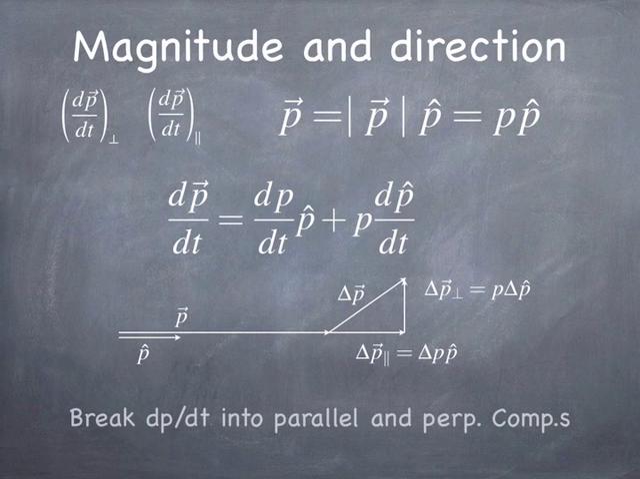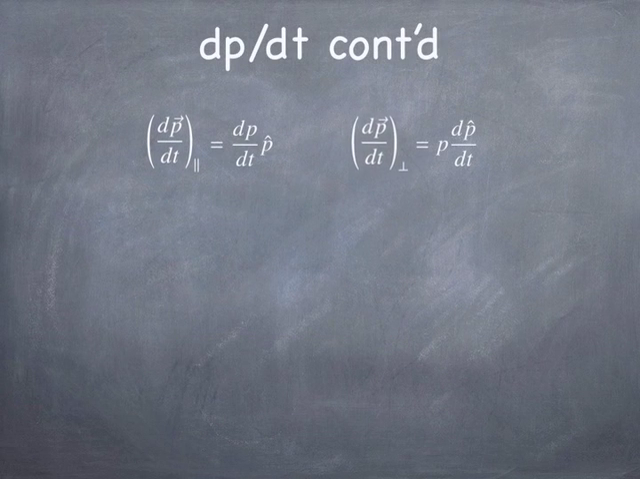And of course, again, I can divide these by delta t, and you can see the connection between dp/dt parallel, dp/dt perpendicular, and the rate of change of the magnitude of the momentum and the rate of change of the direction, the p hat vector. All right, let's keep pushing on this.